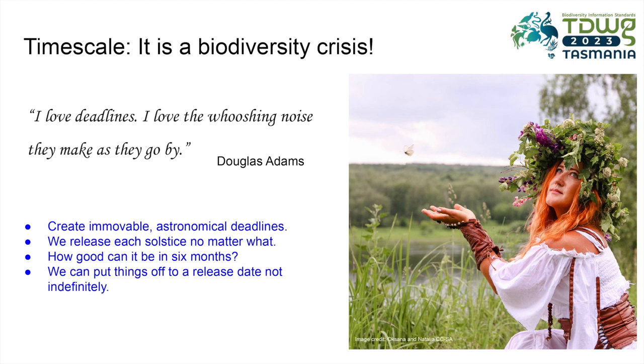We need to think more like global warming scientists than traditional taxonomists did. We have introduced a sense of urgency by creating immovable astronomical deadlines. We release data on the northern and southern solstices every year. We can then plan around having data complete for these dates or pushing them to a set point in the future rather than an indeterminate point somewhere in the Never Never Land.